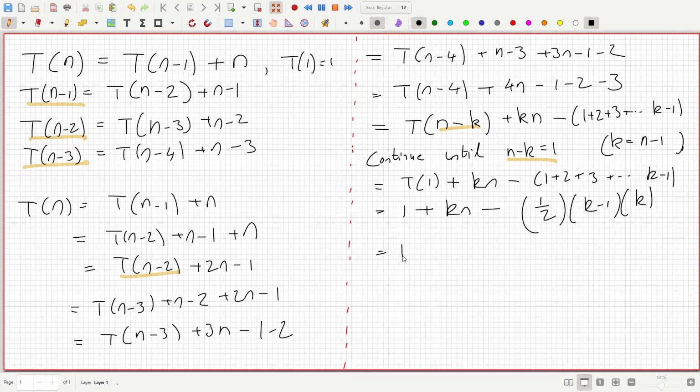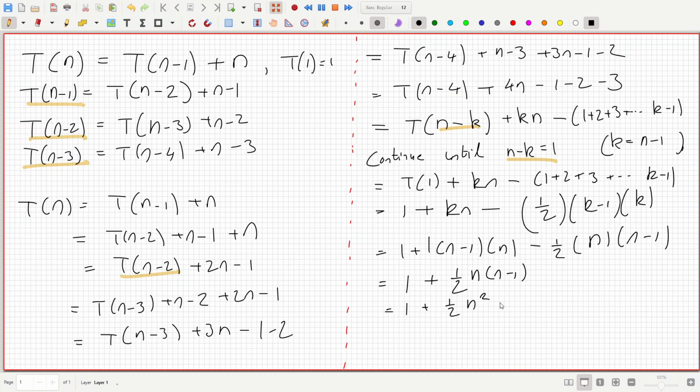So this will be 1 plus n minus 1 times n, minus a half. K minus 1 is n, and k is n minus 1. That's 1 plus, and it's one of these minus a half of them. So that's a half n minus 1. So that's 1 plus a half n squared minus a half n. Now, I feel like that's wrong. I feel like I've made a mistake somewhere. Some silly little Stephen mistake.